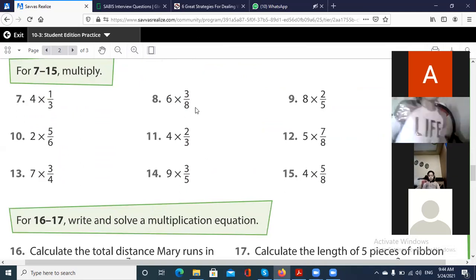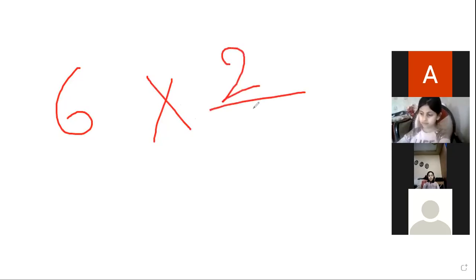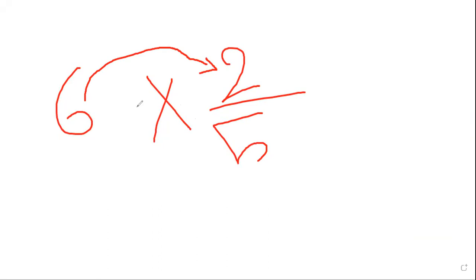Let's take an example. If I told you I want to multiply 6 times 2 out of 5. When we want to multiply a fraction by a whole number, all you need to do is multiply that whole number by the numerator. That's it. All you need to do is multiply the whole number by the numerator.